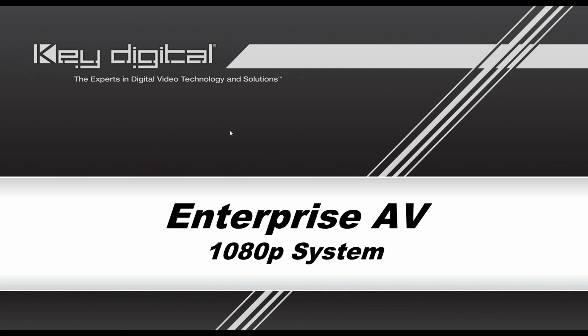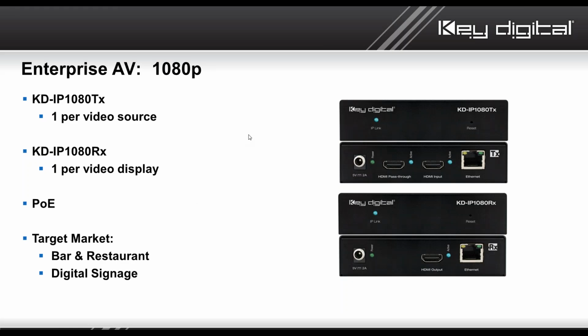And just so everybody knows, we do also have our 1080p system, KD IP 1080TX, 1080RX, again, one per video source. They both support PoE, and these are really targeted towards bar and restaurant and digital signage. They're going to be the best cost system for those applications, and very, very low bandwidth here, so you could really go very large with these systems.